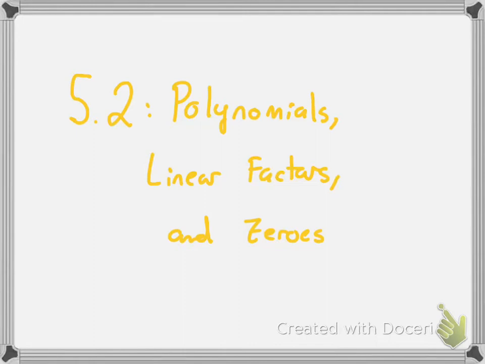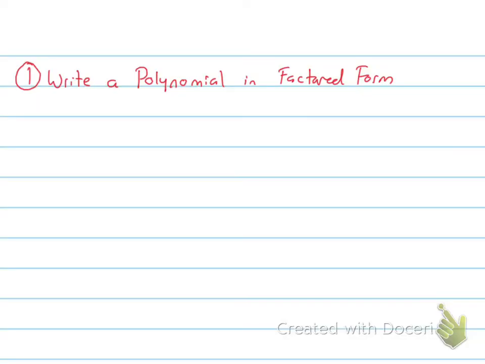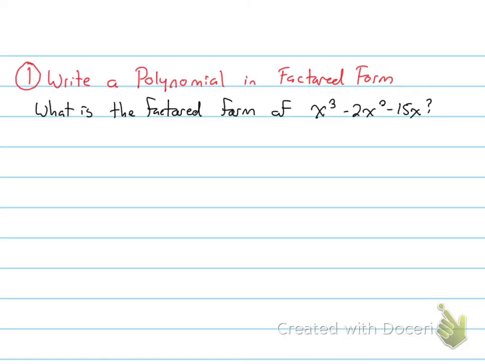In section 5.2, we're talking about polynomials, linear factors, and zeros. So first, let's work with writing a polynomial in factored form. I want to know what is the factored form of the function x cubed minus 2x squared minus 15x. So right now, this is in standard form, and I'm going to move this into factored form.